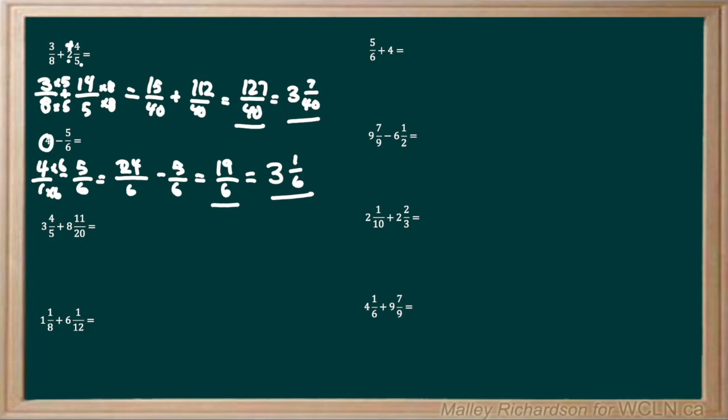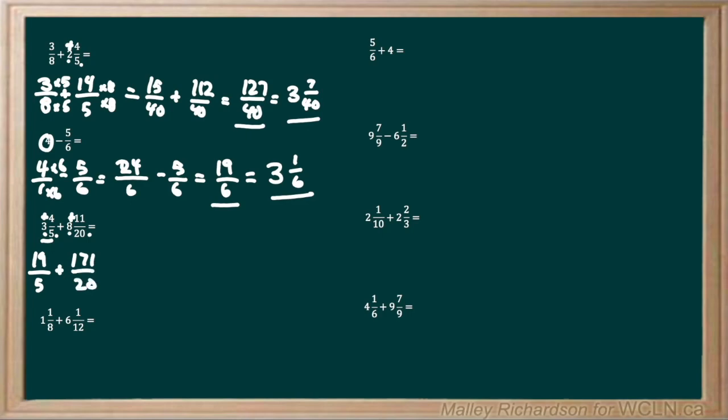Next we have 3 and 4 over 5 plus 8 and 11 over 20. So again, the first step is to turn all mixed numbers into their improper fractions. So let's start with this one. 5 times 3 gives us 15, and then 15 plus 4 gives us 19. So we have 19 over 5, and now we're going to add this to this mixed number. 20 times 8 gives us 160, and then 160 plus 11 gives us 171, all over 20.